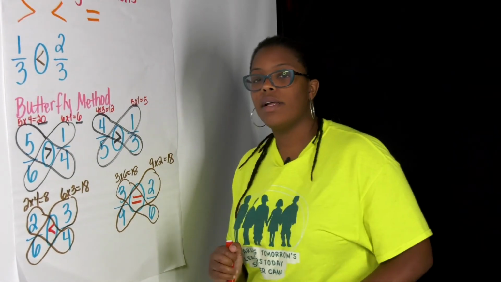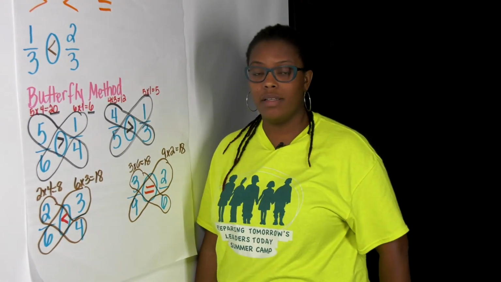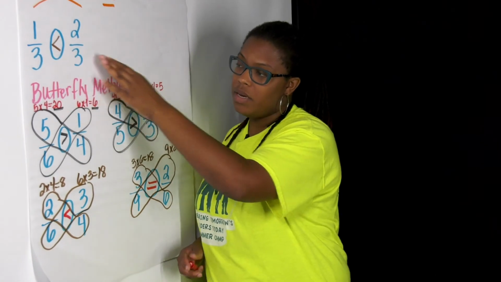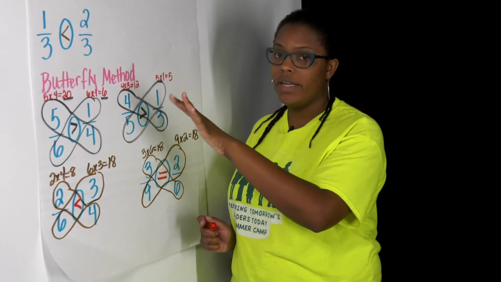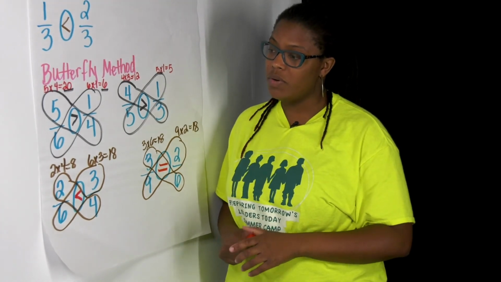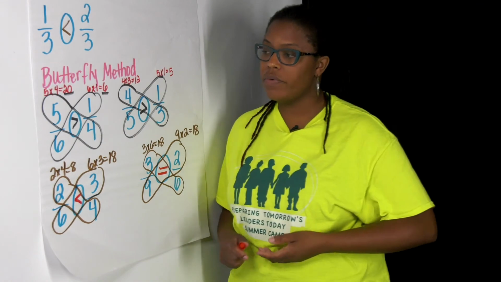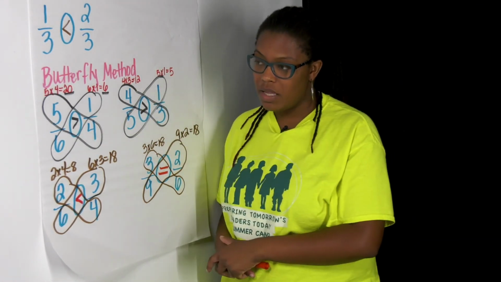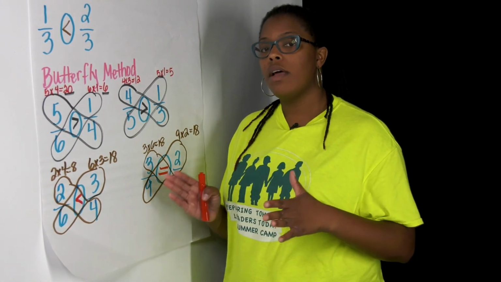So today we learned how to compare fractions, and the symbols that we use to compare are greater than, less than, or equal to. We also learned that if the denominators are the same, all we have to do is compare the numerators and plug in the correct symbol. And if the denominators are different, like our last 4 examples, we can use something called the butterfly method, which some people also call cross multiplying.